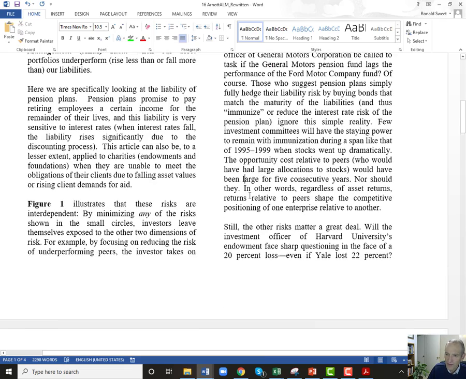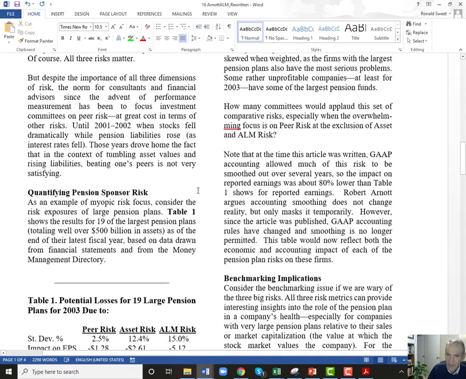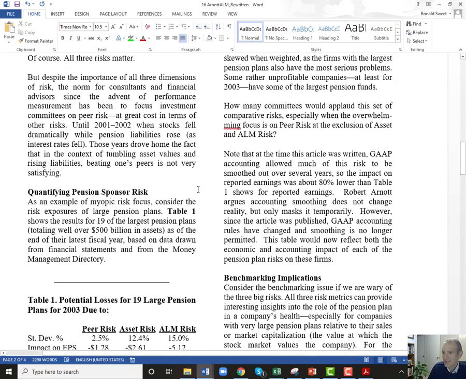What about asset risk? Well, if your assets are down 20%, that's a problem. But if your liabilities are down 25%, maybe it's not that big of a deal. Maybe you really don't care. So we'll talk about that. So that's what he's talking about in this article.